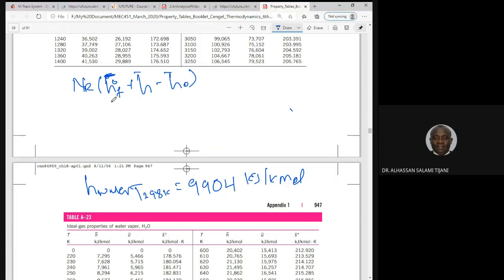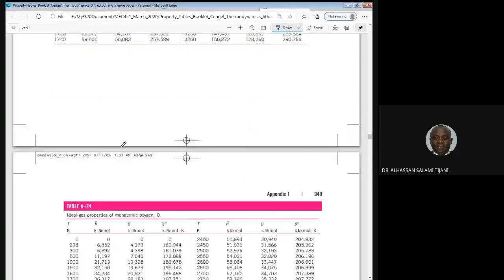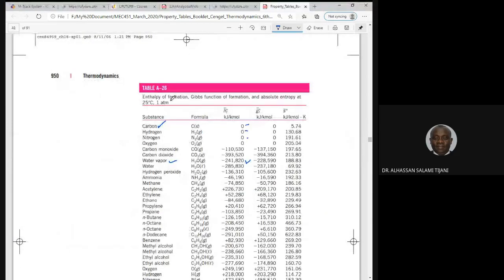The enthalpy of formation of water at standard state is given here. Enthalpy of formation gives functions, and absolute entropy at standard state means 25 degrees Celsius, which is the same as 298 Kelvin and 1 atmosphere pressure. So the enthalpy of formation of water vapor is this H f bar.